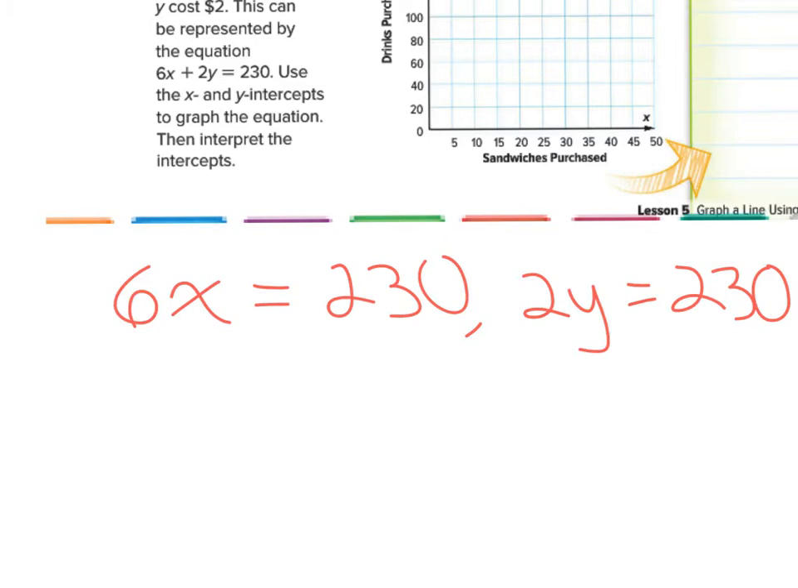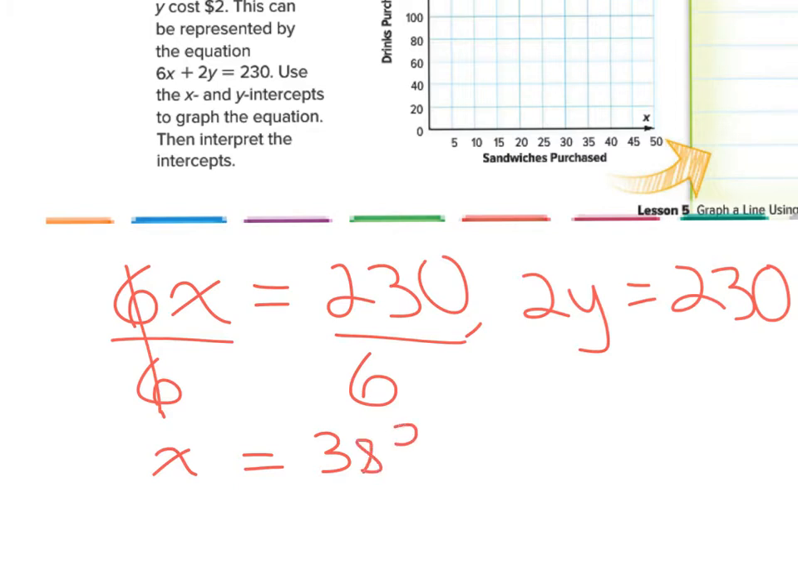Now I can go ahead and divide both sides by 6. On this side, it gets rid of the 6's, so I'm left with x. And how many 6's are in 230? Well, 38 by my count. I have 38 of them with 2 left over, so 38 and 1/3. That is my x value, 38 and 1/3.